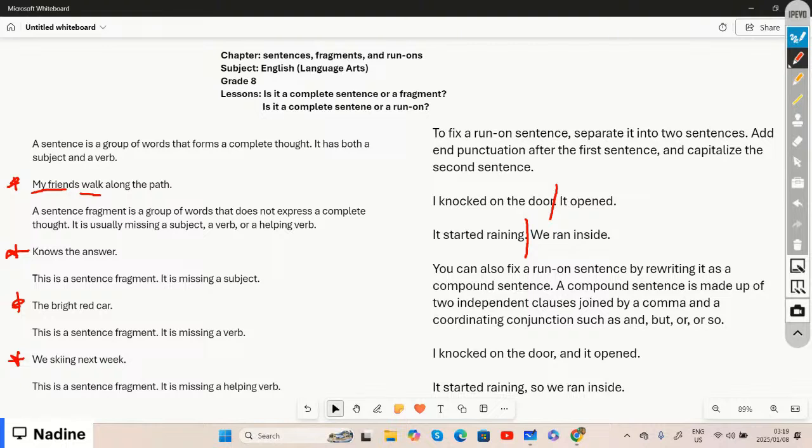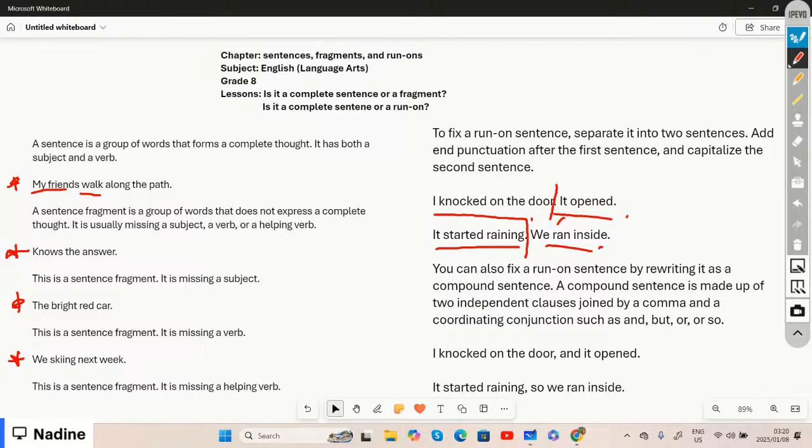So you can fix your run-on sentence by rewriting it as separate sentences. We write the first sentence by saying, I knocked on the door, period. Then the next sentence, capital letter, it opened, period. And then, it started raining, period. We ran inside, period. Those are single sentences, sentences that stand on their own. Each has a subject and a verb.